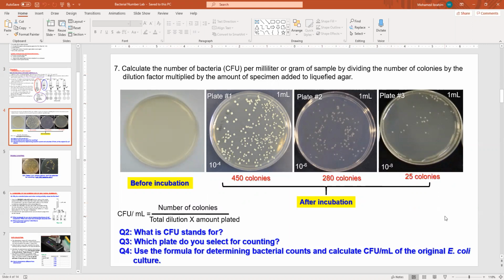This is crucial and important, because in your practical, I will give you a plate with some number and I will ask you to tell me the colony forming units per ml. So you need to have the information. You need to have the number of colonies, you need to have the dilution the plate came from, and you need to know the amount plated.